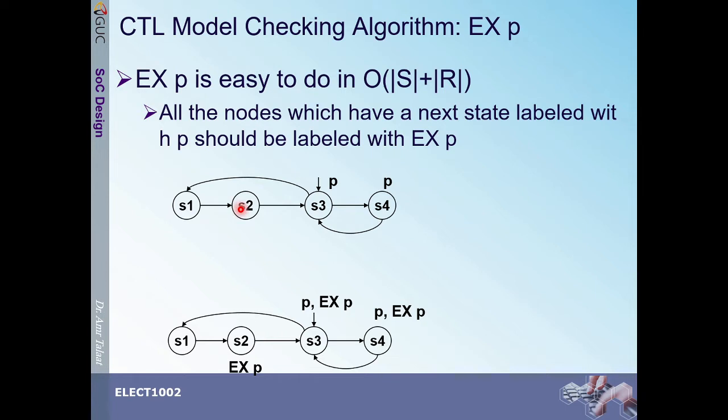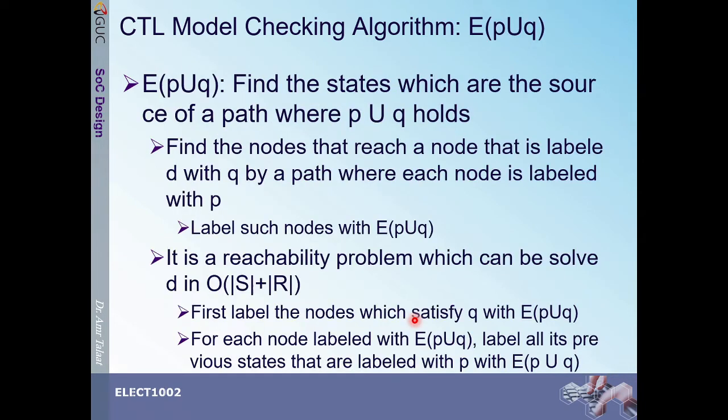I will go for S2. S2, yes, because S3 contains B. Good. S3, yes, S4 contains B. S4, yes, S3 contains B. So this property holds here, holds here, holds here. Until now, this is simple.